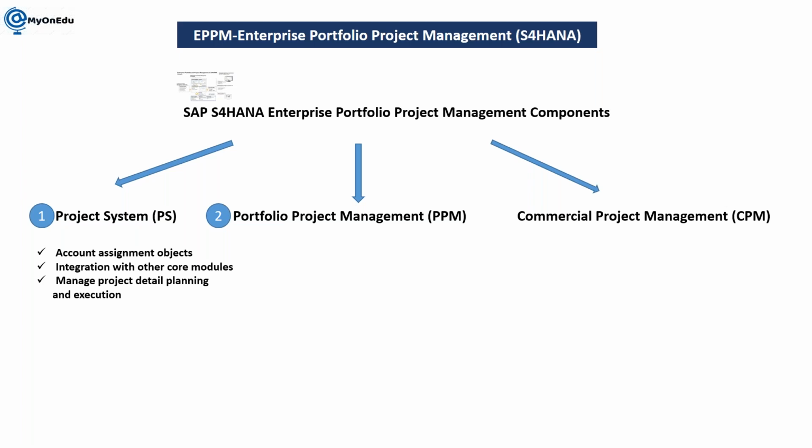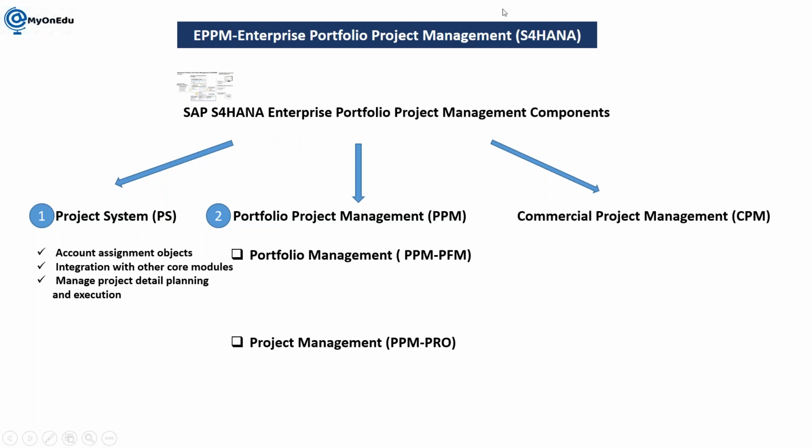Here the project system is a controlling module. It is tightly integrated with other core modules, and it manages project detail planning and execution. Portfolio project management further has two components. One is portfolio management, another is project management. Technically, the name of portfolio management is PPM PFM, and project management is PPM PRO. It is our choice whether to implement both of these, together or individually. This is your choice, so you need to activate the individual component accordingly.